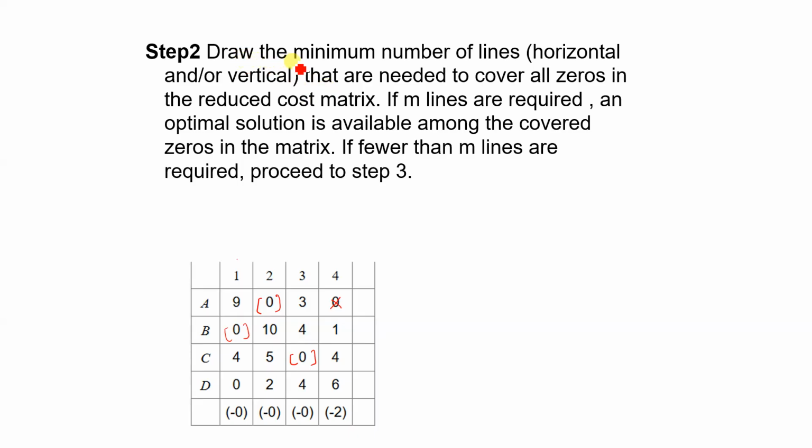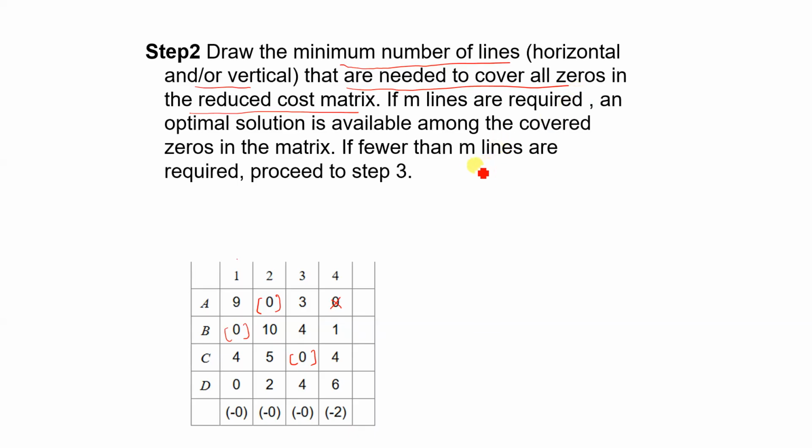The next step is to draw the minimum number of lines, horizontal or vertical, that are needed to cover all zeros in the reduced cost matrix. If assignment is not done, then we are going to do these steps. In this case, the number of lines required to cover all the zeros must be less than the order of the matrix. If this is equal to the order of the matrix, then we are done. We should have an optimal assignment.